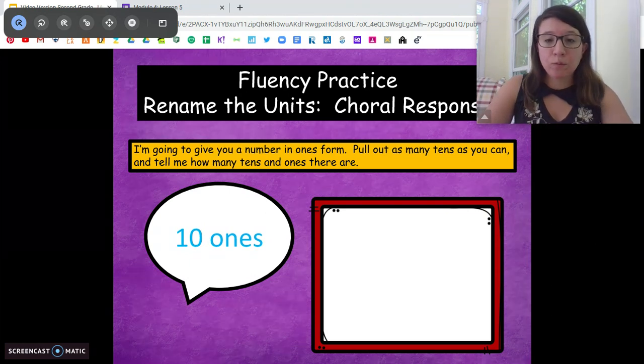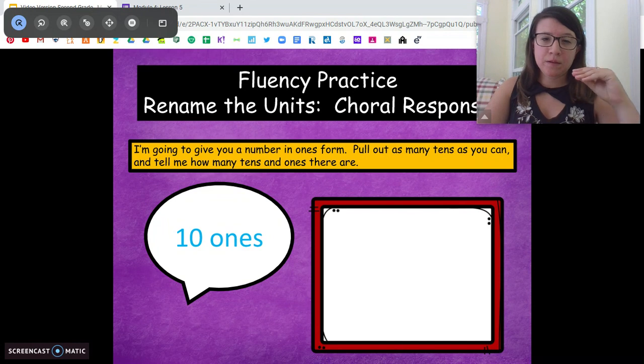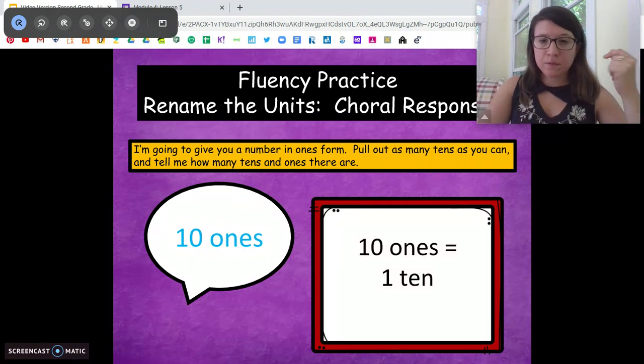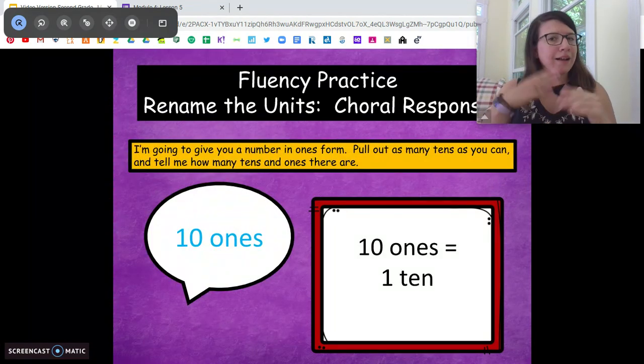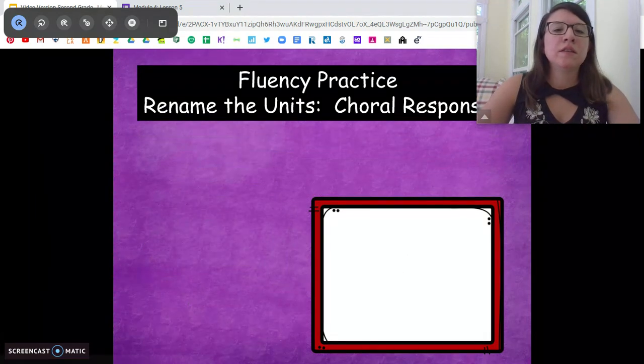So for this one, there's 10 1s. What does 10 1s equal? Pull out as many 10s as you can. What does that equal? 1 ten. Good. All right. So this one, there were no leftover 1s. On a couple of them, there's going to be leftover 1s. So let's keep going.